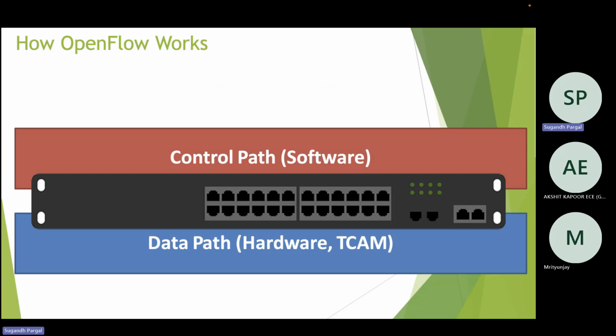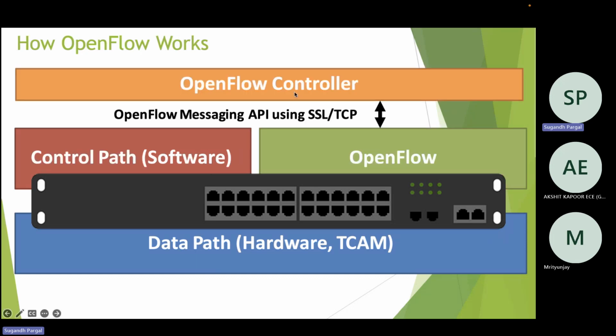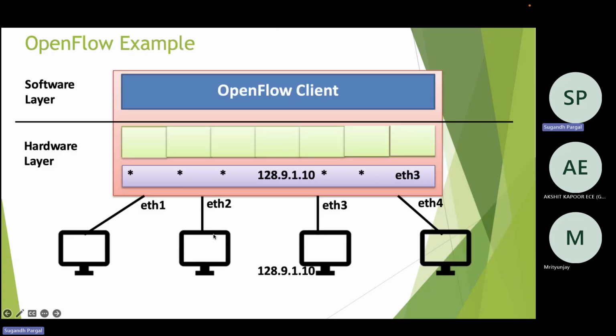So how does OpenFlow work? Here we have the control path, that is the software, and the data path, which is the hardware and is implemented in the TCAM. Then we have the OpenFlow controller, which uses the OpenFlow messaging API with SSL or TCP. Then we have the control path and the OpenFlow, and then the data path.